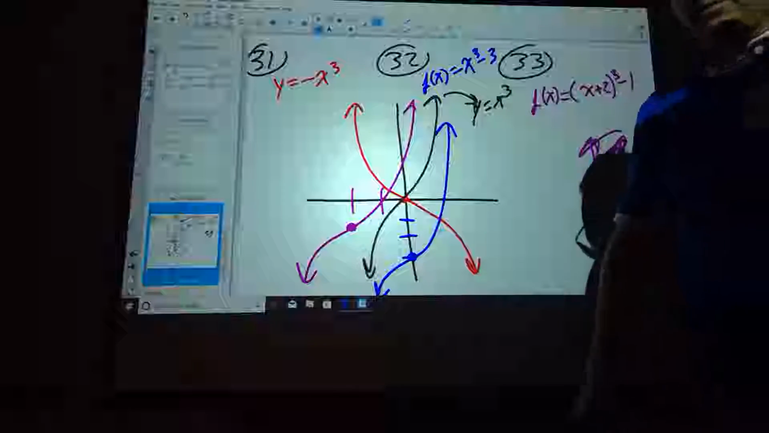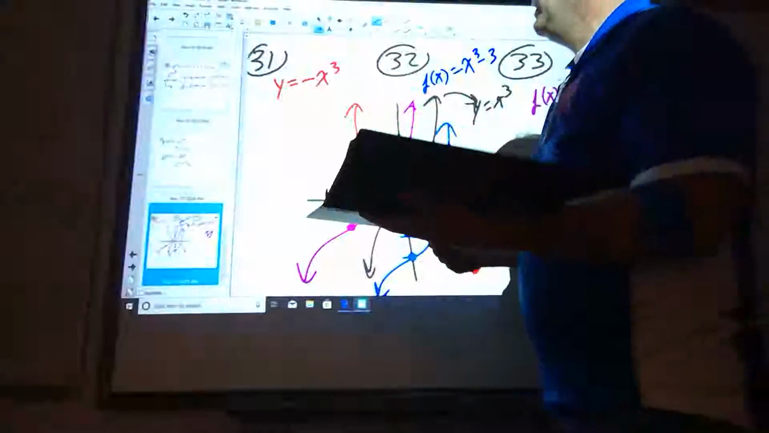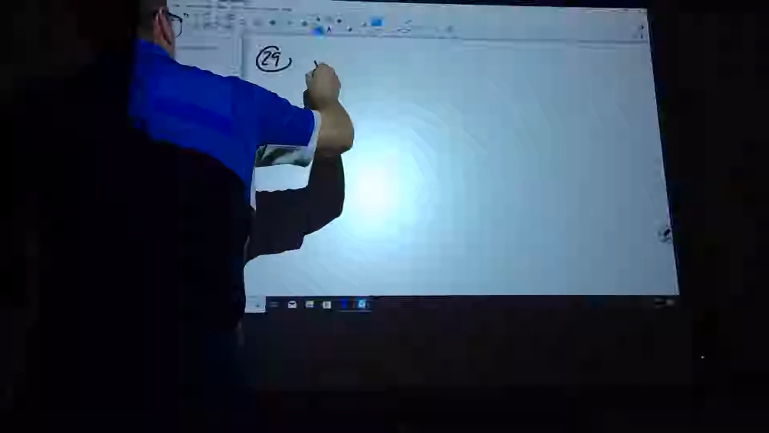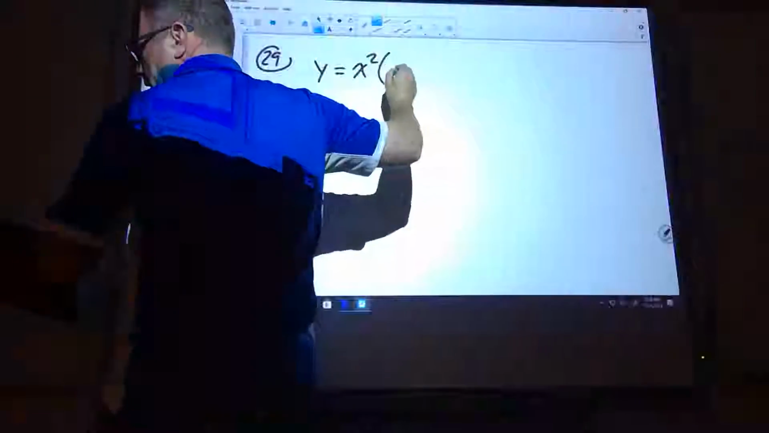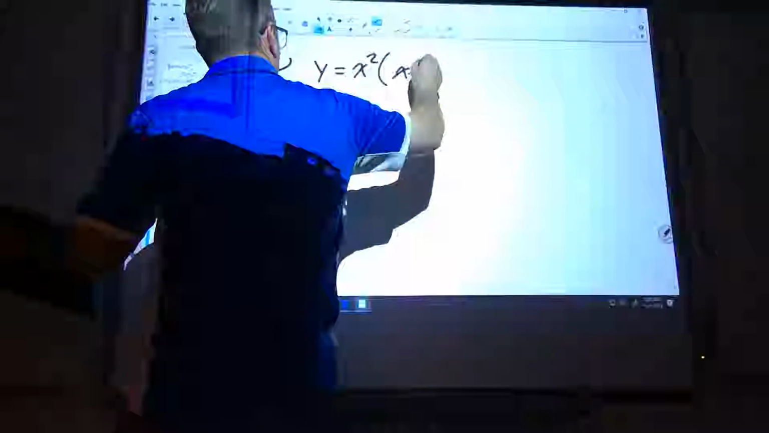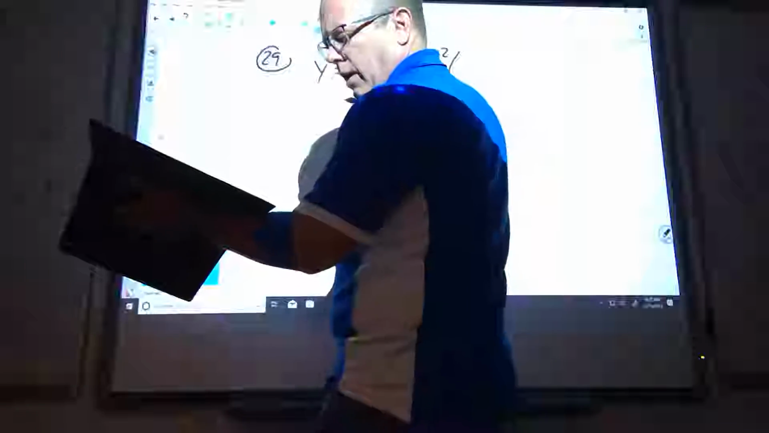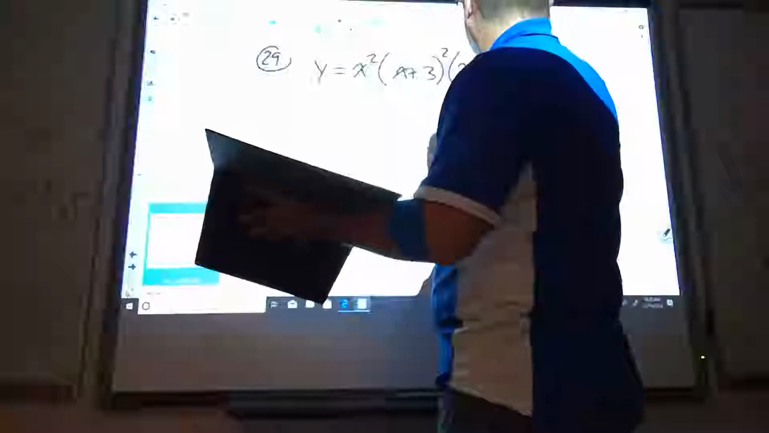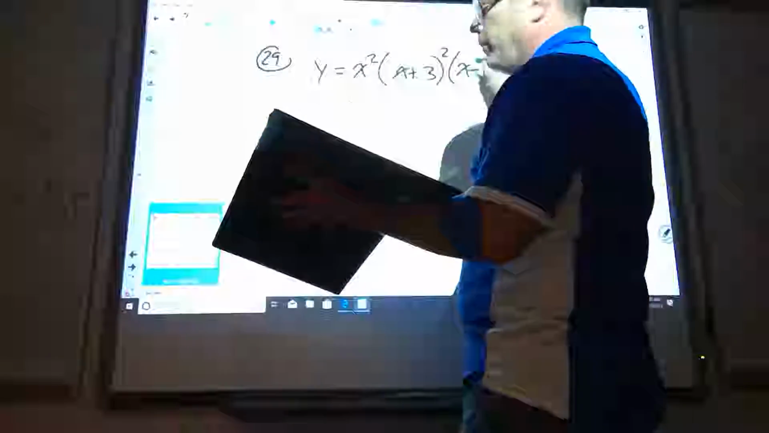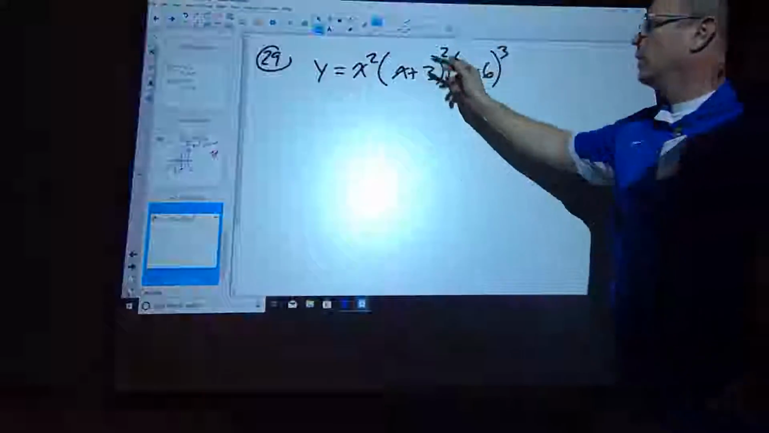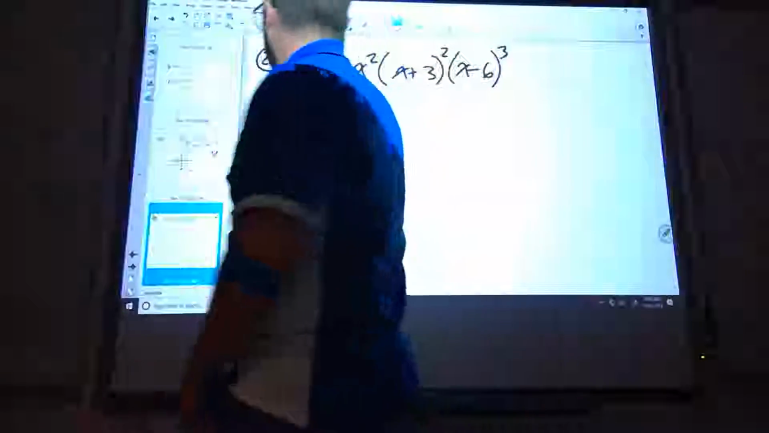Okay. And then number 29 and 30, I'll do these on individual screens. So 29, we have y equals x squared, and then we have x plus 3 squared, and x minus 6 to the third. Okay. So let's do this first. Let's get the roots.